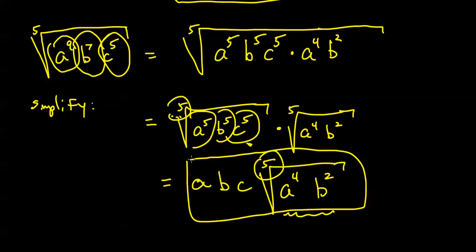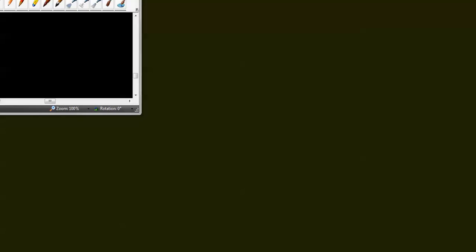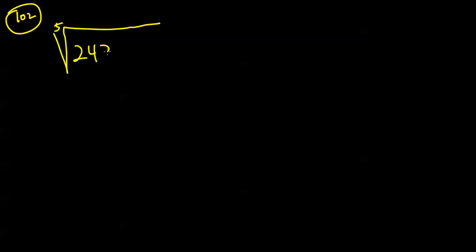Oh, let's do one more. This is another fifth root, I should say. This is number 102 in your homework list. Another fifth root. I suppose if you can handle fifth roots nicely, you can handle any index root. Look at the fifth root of 243 times r to the 22nd power.